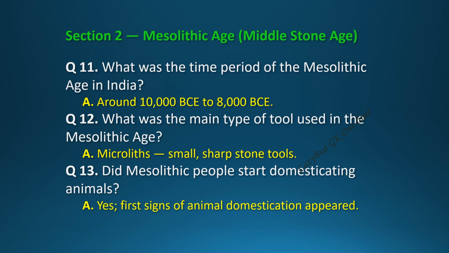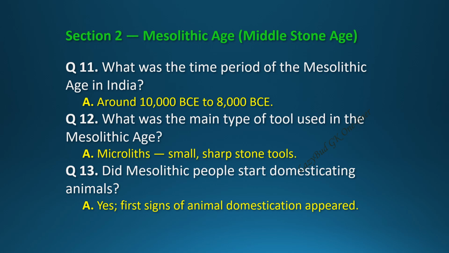Section 2, Mesolithic Age, Middle Stone Age. Question 11. What was the time period of the Mesolithic Age in India? Answer. Around 10,000 BCE to 8,000 BCE.